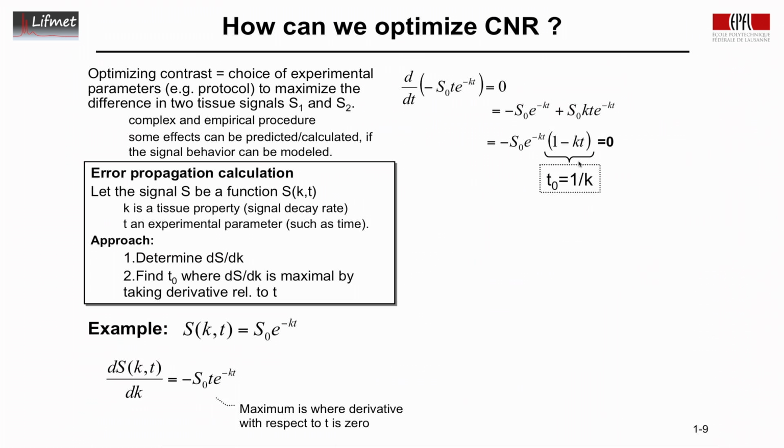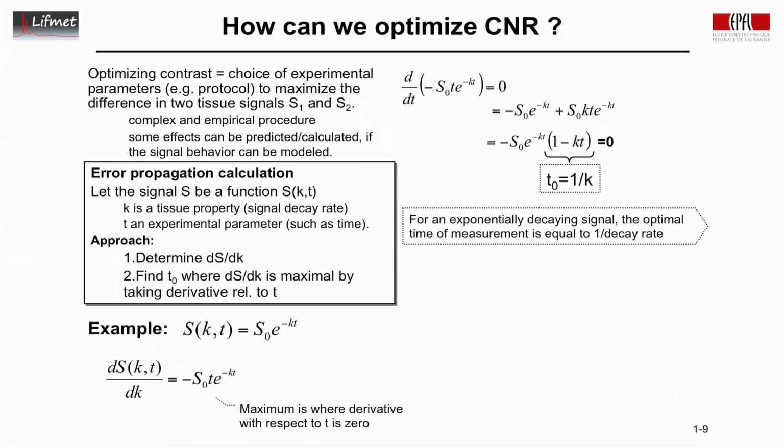So our ability to discriminate the tissue parameter k based on the choice of t is maximal if we choose t, the measurement variable here, equal to 1 over the decay rate of our signal in this particular model. Well, this is fairly ubiquitous, like I said, and so the conclusion is for an exponentially decaying signal, the optimal time of measurement is equal to 1 over the decay rate. That is the best result in this case.